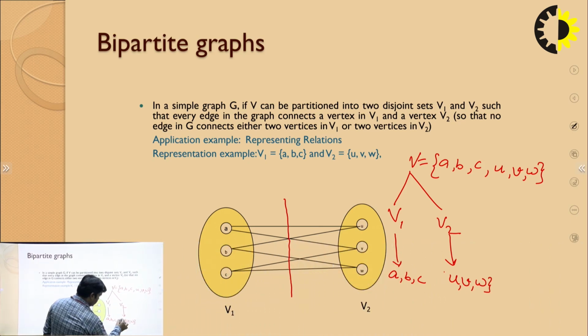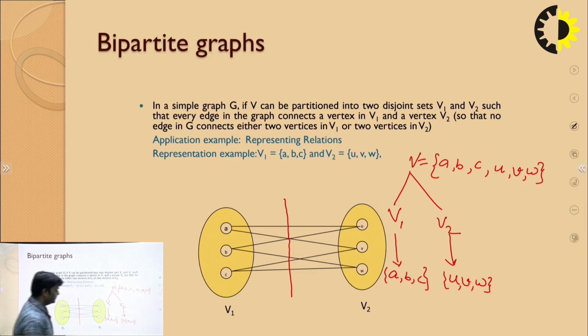These are the vertices of V2 and these are the vertices of V1, and all edges are connected with V1 and V2 both. If we draw a line to disconnect these graphs, so that one end of each edge goes to V1 and the other end of each edge goes to V2, then the graph is known as a bipartite graph.